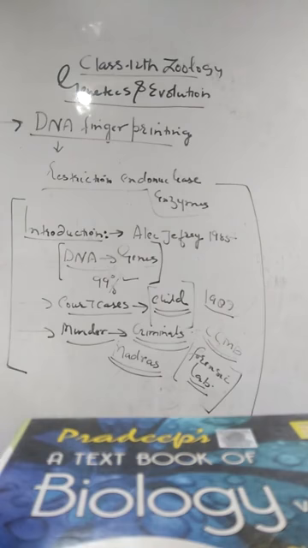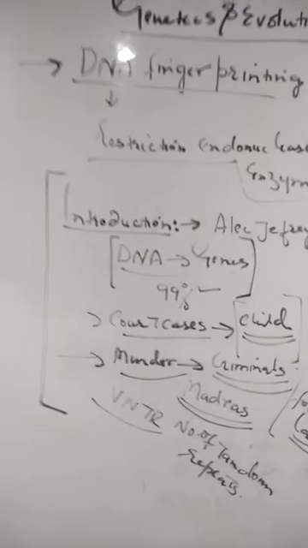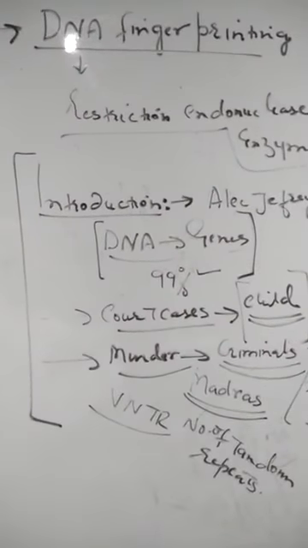But there are certain techniques involved in this. The first technique is VNTR, the Southern blotting technique of fingerprinting, what we call variable number of tandem repeats. This is one of the important processes involved in DNA fingerprinting. That's all for this introduction to DNA fingerprinting.